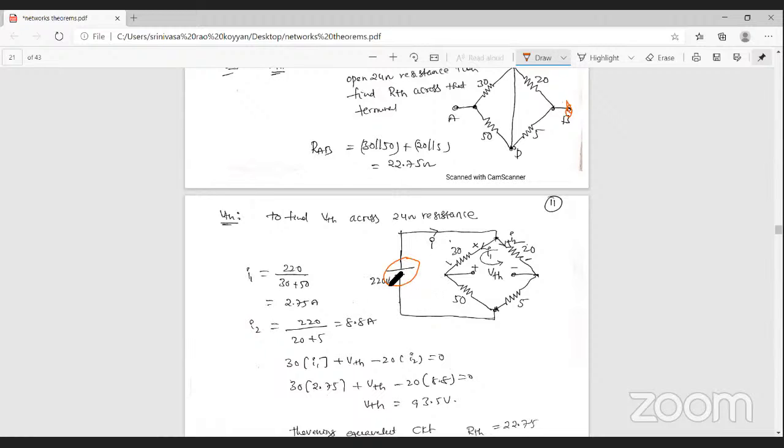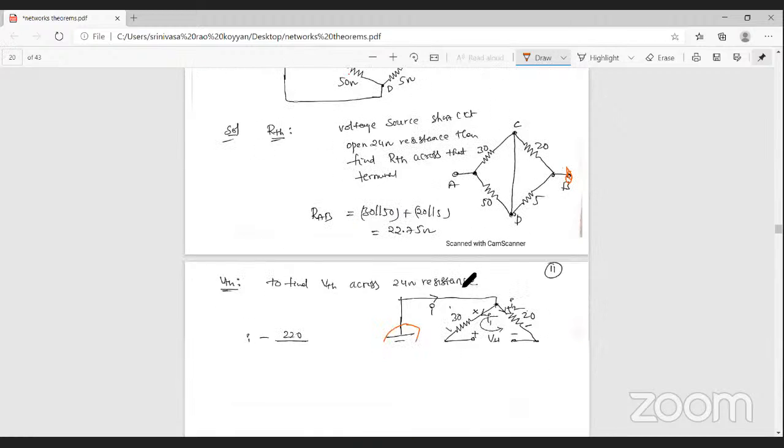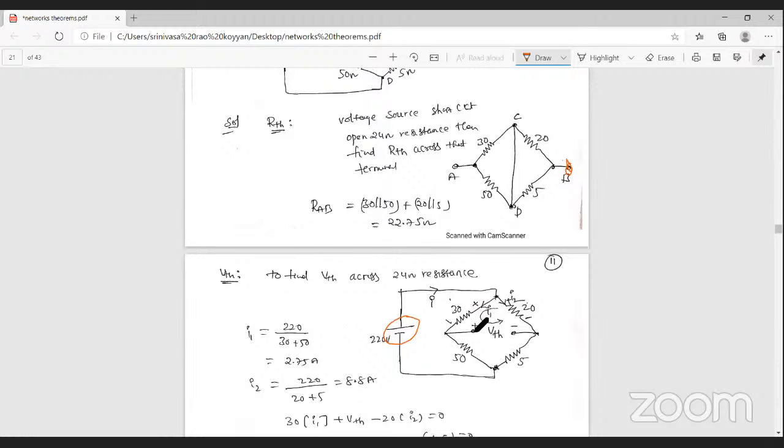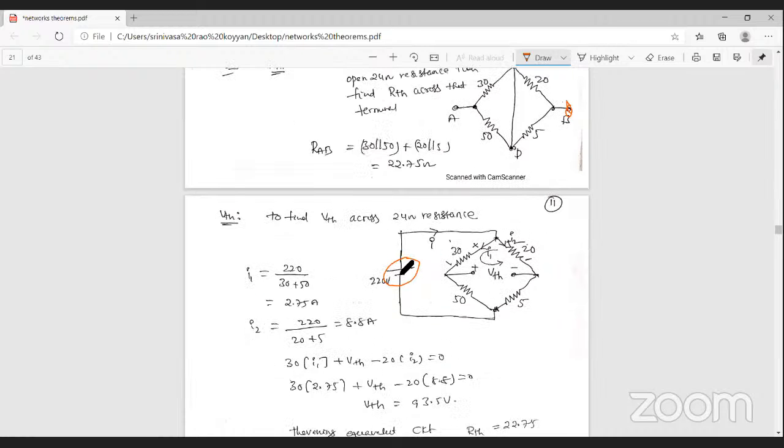So here the voltage source 220 volts is present, only open the 24 ohm resistance. So I open the 24 ohm resistance to find out the voltage across these two terminals. From this network, the voltage source sends the current, let's assume the current is I. This current I passes to this node. In this node, the current is divided into two parts. Some of the current passes in this way, and some passes in this way, and finally they come back into the source. Let us assume the current I1 passes in this way, and in this way the current I2 passes.